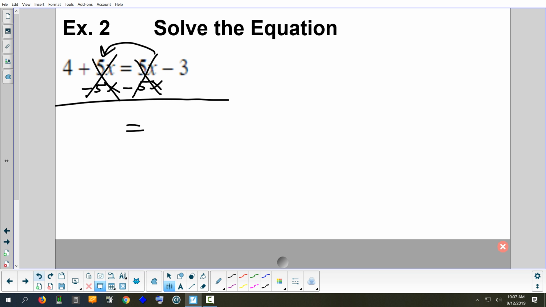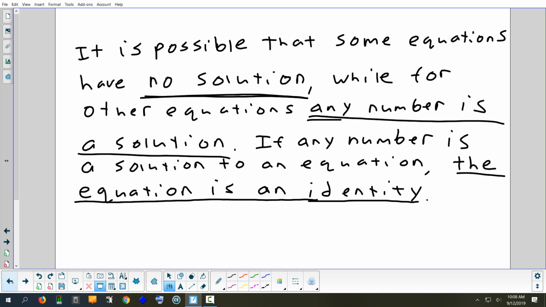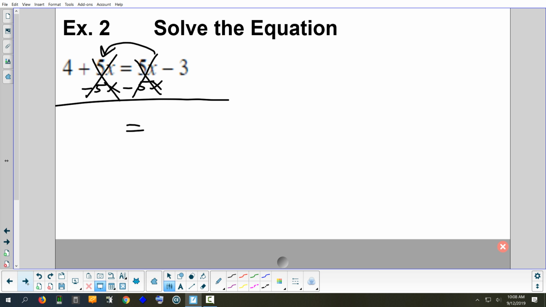So if you look carefully, all the letters just disappeared. When all the letters disappear from your problem, then one of two things is going to happen. It's either going to be a no solution problem, or any number is a solution. It's going to be one of those two. How do you know which? Let's keep going and see what happens in the next step.